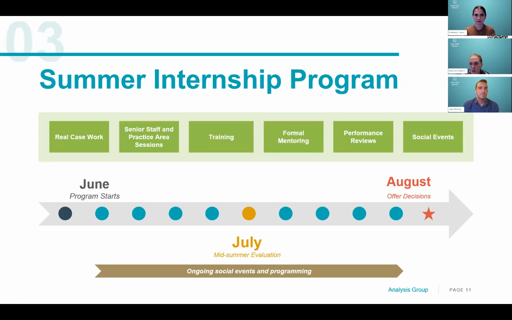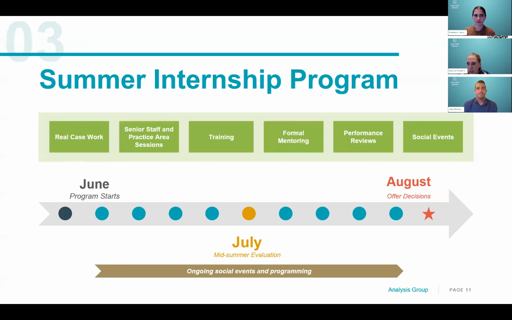The summer intern responsibilities are equivalent to a full-time analyst. So you'll be staffed on to at least 1 case. You will be able to make tangible contributions to your case team. The interns get exposure to the firm's work, staff, and culture through ongoing technical and soft skill training. There will be practice area overviews where you'll get a more in-depth preview of what different practice areas AG offers. We'll also have many ongoing social events and programming throughout the summer as well. And many of our summer analysts do receive return offers to join us full-time upon graduation.